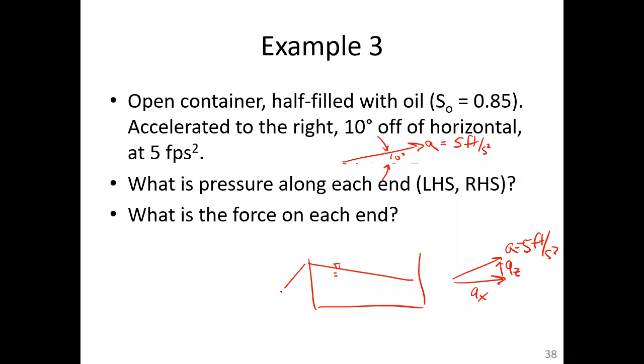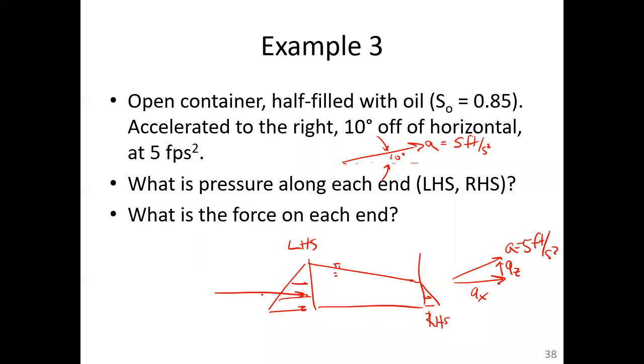And what we're asking is, what's the pressure distribution on the left-hand side? And what's the pressure distribution on the right-hand side? And they will be linear pressure distributions. Once we know the pressure distributions, we can then calculate the force on the left-hand side, and we can calculate the force on the right-hand side. So that's what we're after in this problem.